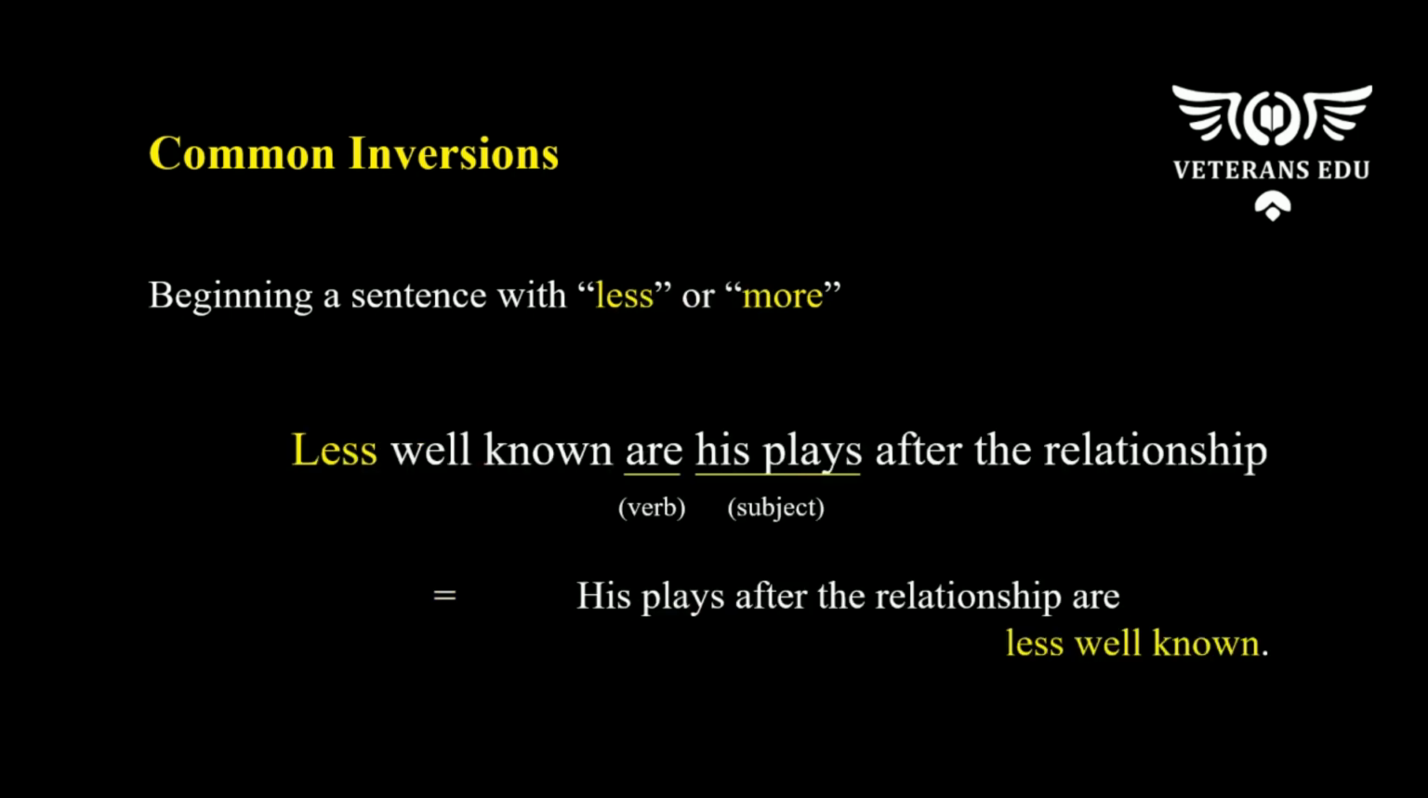Common inversion number 4 is beginning a sentence with words like less or more. A sentence like, less well known are his place after the relationship, is just another way of writing his place after the relationship are less well known, with added emphasis.